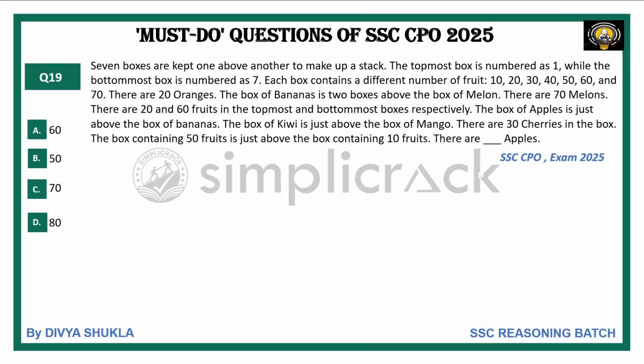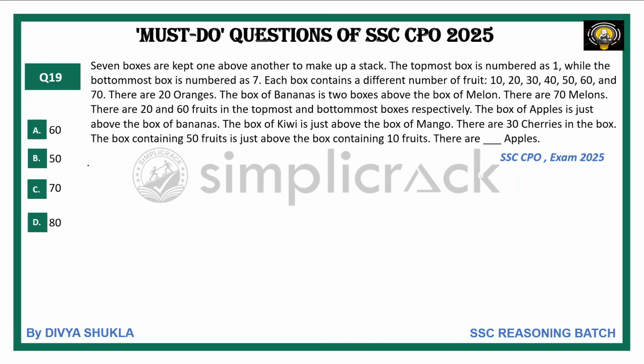The box of apples is just above the box of bananas. The box of kiwi is just above the box of mango. There are 30 cherries in the box. The box containing 50 fruits is just above the box containing 10 fruits. You need to find how many apples there are. Understand how to solve this type of question.